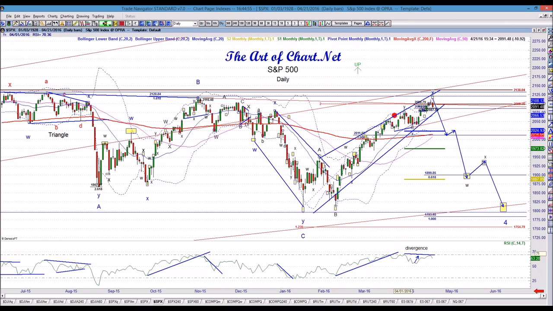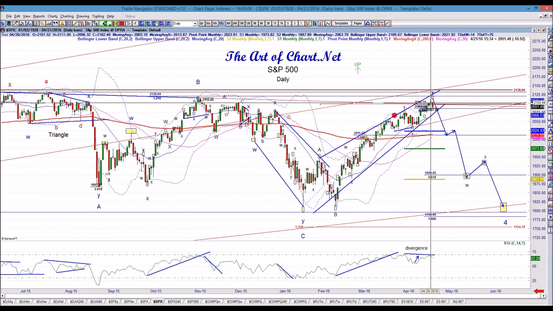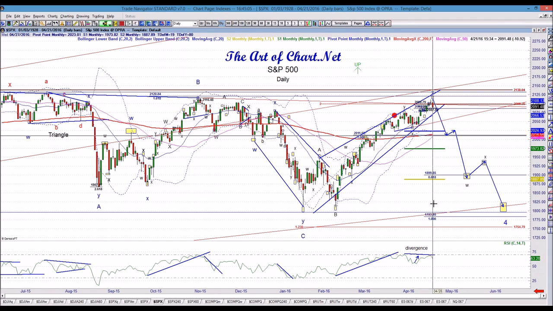We get a break, okay? No divergence there, right? A backtest, and we have divergence, and I mentioned this last night. We have divergence. That could be a potential high. I mentioned that, and I said we could go higher, and nobody knows.